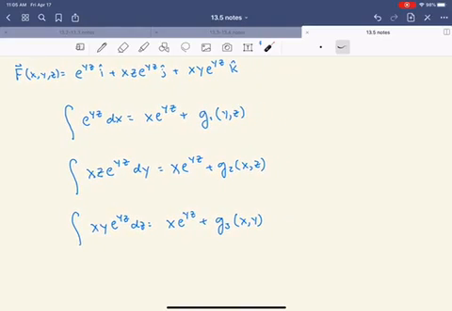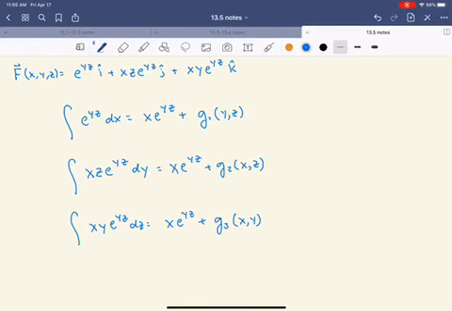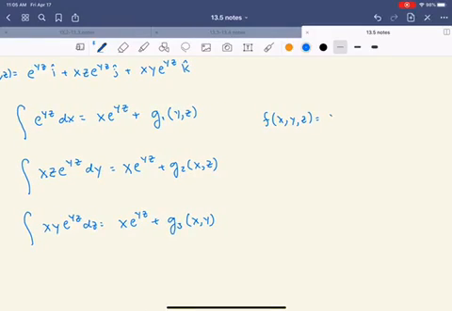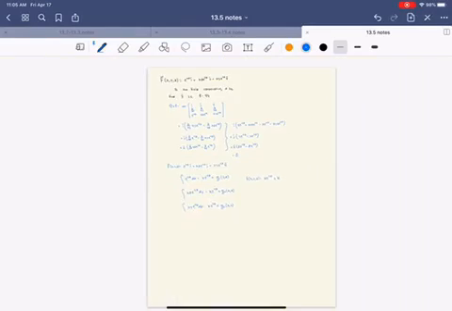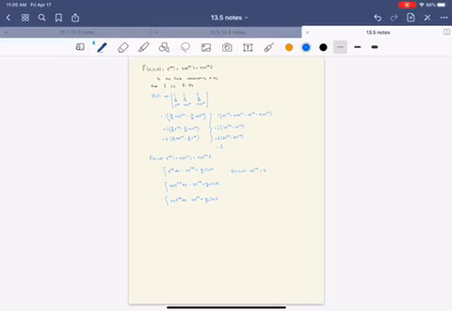Okay, so what we're left with is that our f of x, y, z is simply x e to the yz plus a constant. All right? All right, that's it for this problem. And that's really it for this section. That's all I really want you to do.